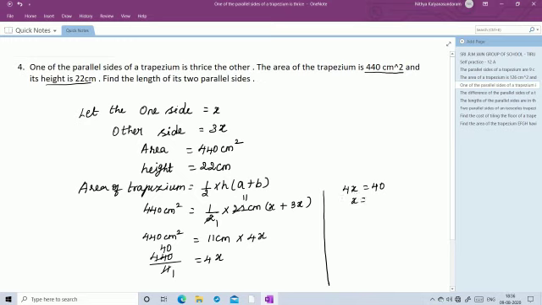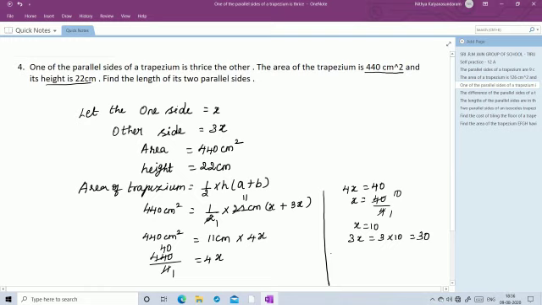x is equal to... again 4x is multiply, so if it is moving that side, it should be divide 40 by 4. So we can cancel again with the 4 table: 4 tens are 40. x is equal to 10. So one side is 10 centimeter. The other side is 3 times the other, so 3x we also calculate: 3 into 10 is 30.